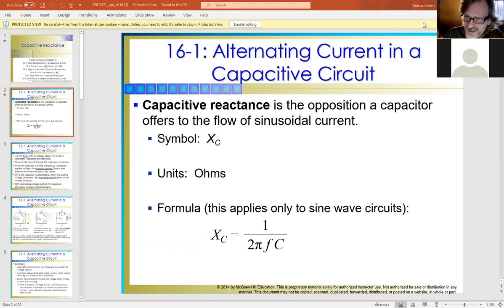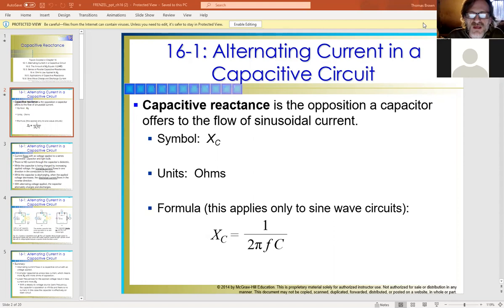But now when we get into AC, we get something a little different. Our first symbol here is X sub C, and the C denotes capacitance. So what the heck is the X? You'll notice that the unit of measurement for this is ohms, just like a resistor.